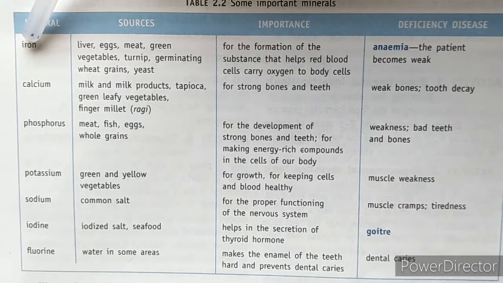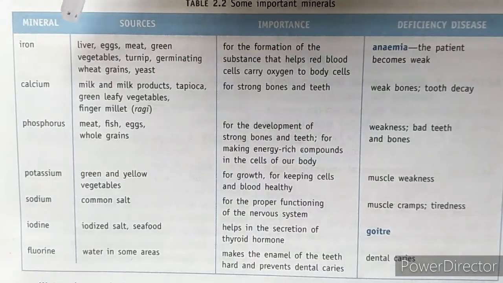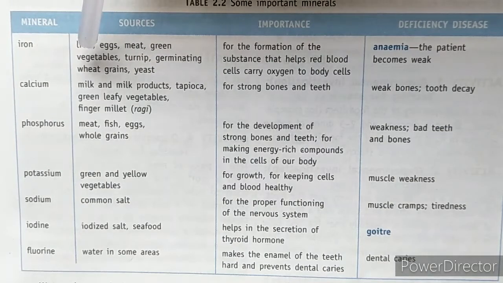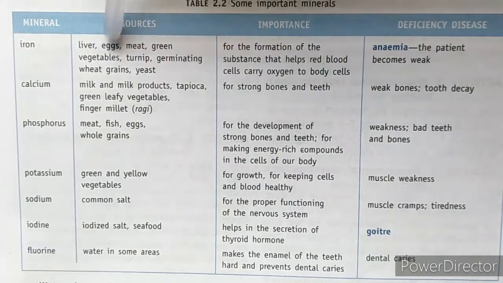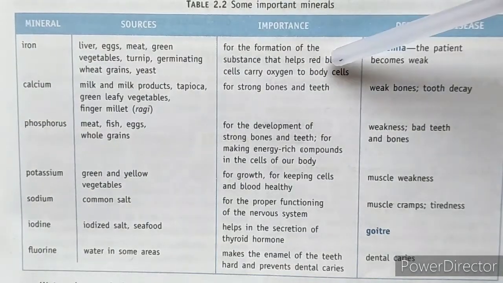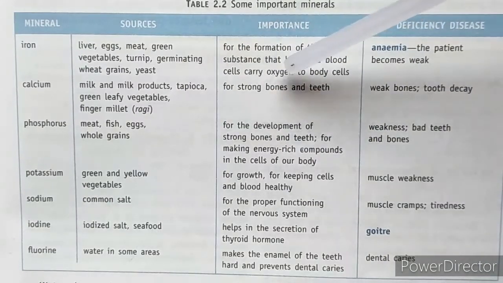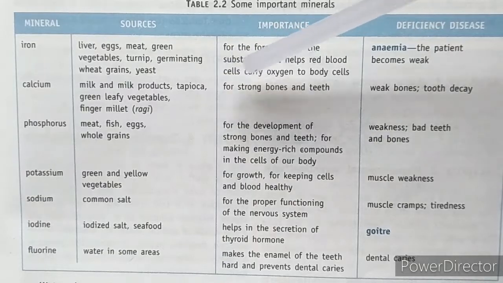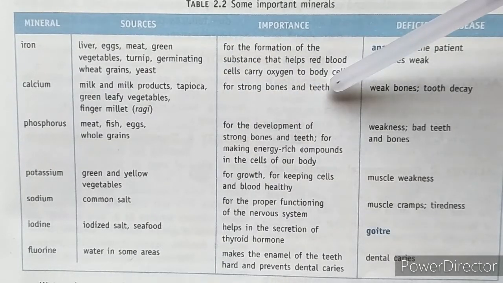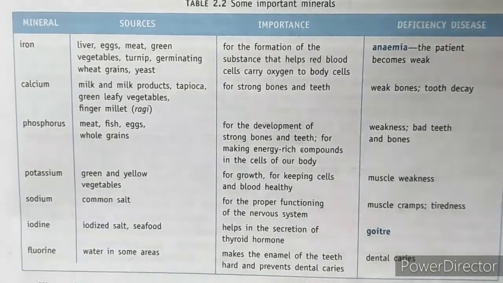The first one we have is iron. What are the sources from where we can get iron? Mostly leafy vegetables, liver, eggs, meat, green vegetables, turnip, germinating wheat grains, and yeast. Why is iron important? For the formation of the substance that helps red blood cells carry oxygen to body cells, for strong bones and teeth. So it helps in the formation of red blood cells.